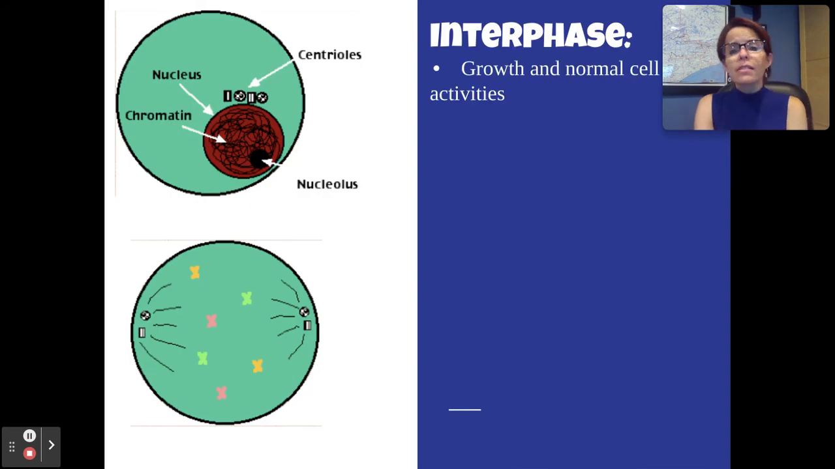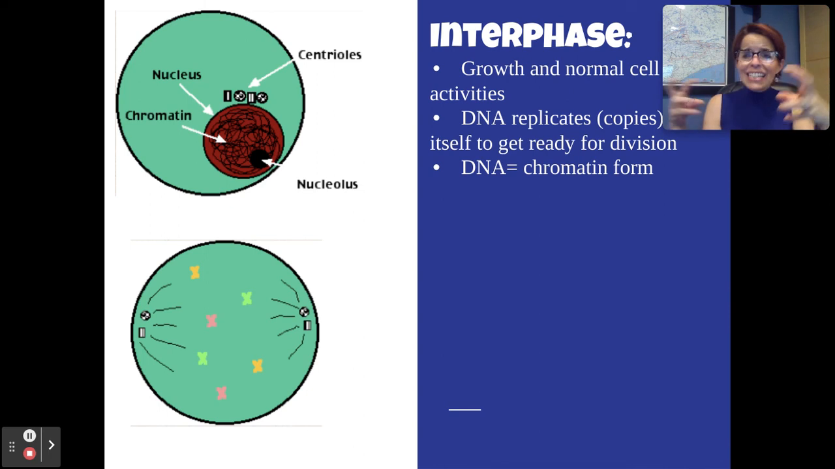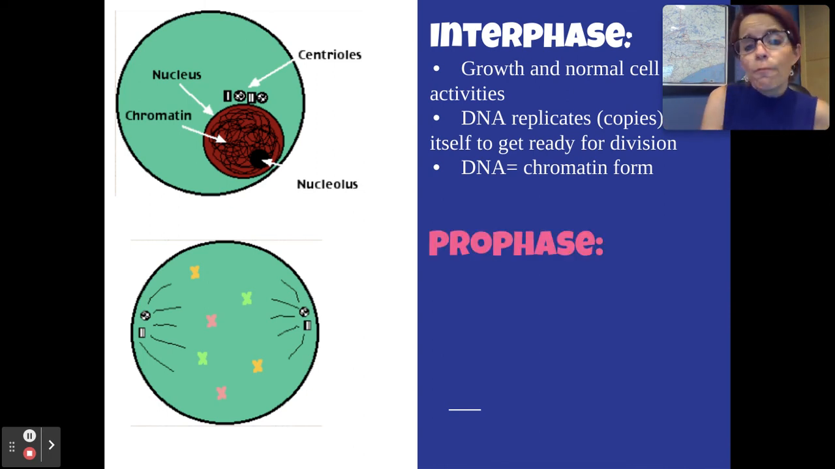So this is interphase, the cell's normal growth and cell activities. The DNA copies itself. The DNA replicates itself. In order for the cell to divide, it has to have two copies of the DNA. Otherwise, when the cell divided, the two new cells would have half the DNA. And then when they divided, they'd have a quarter of the DNA, and we'd start running out of DNA. So in order for a cell to divide, the cell has to copy its DNA. So that happens during interphase. And DNA is all messy, and we say it's in the chromatin form.